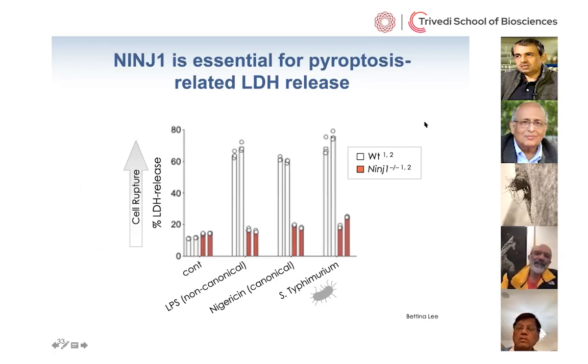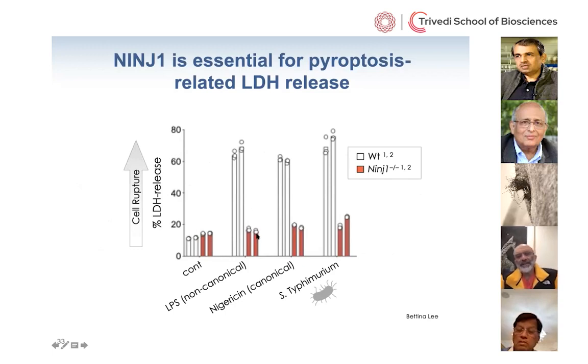And so if you look at LDH release here on the y-axis, open bars are wild-type macrophages, red bars are macrophages from this mutant mouse strain, which we call NINJ1. And you will see that over a period of a day or so, there is some basal leakage, but not much difference between wild type and NINJ1 knockouts.